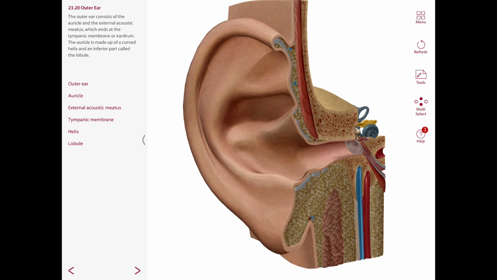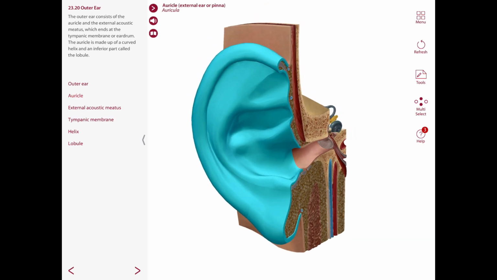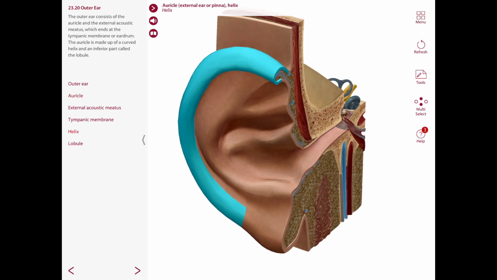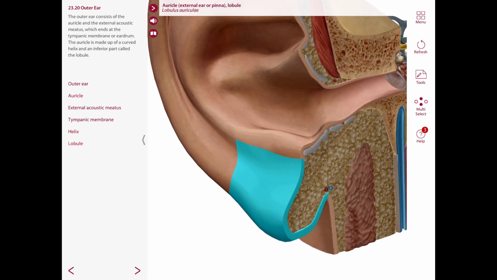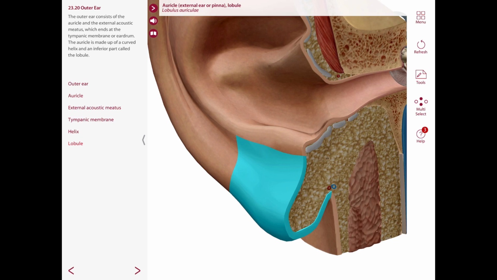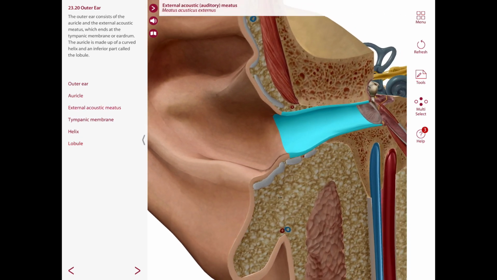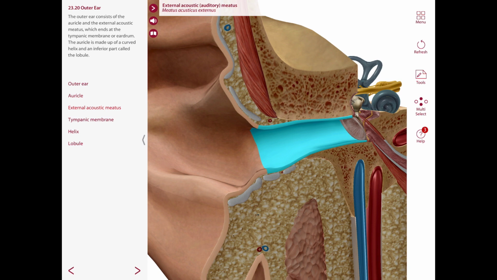And so you can find structures like the auricle, which is an external appendage of the ear, which is made of elastic cartilage and covered with skin. Also, you can find the outer rim called the helix and another structure called the lobule. Then there's also the external auditory canal, also known as the external acoustic meatus, which contains wax-secreting glands in its wall known as ceruminous glands.